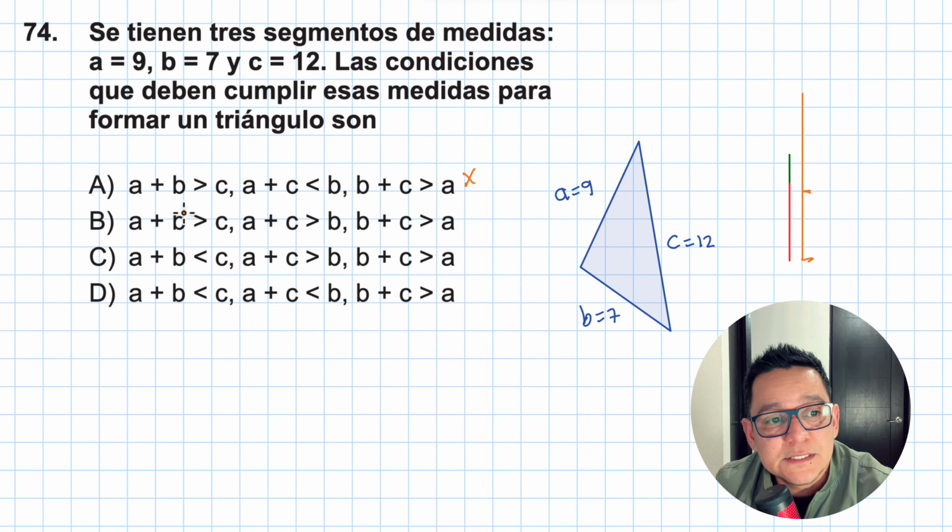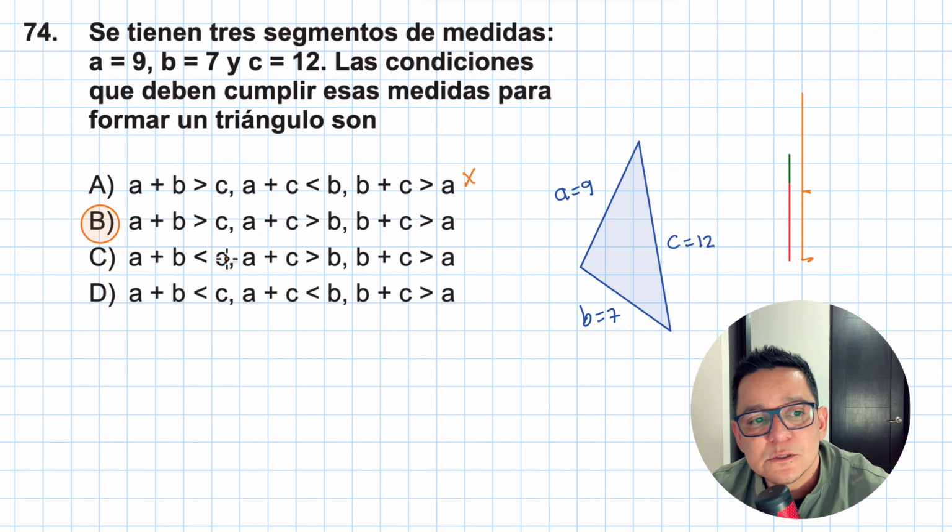Now option B says A plus B is greater than C. That's good. A plus C is greater than B. That's good. And B plus C is greater than A. That's good. So this one is being satisfied, right? And there's no need to check option C, because here it says A plus B is less than C. Obviously not. So there's no need to look at the rest. Why would we even check it? The correct answer is option B then. All right, we're done.